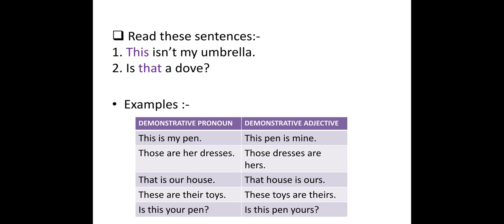Number 4, these are their toys. And as a demonstrative adjective we can say, these toys are theirs. Last number, is this your pen? And as a demonstrative adjective we can say, is this pen yours? So children, I hope you understand demonstrative pronouns.